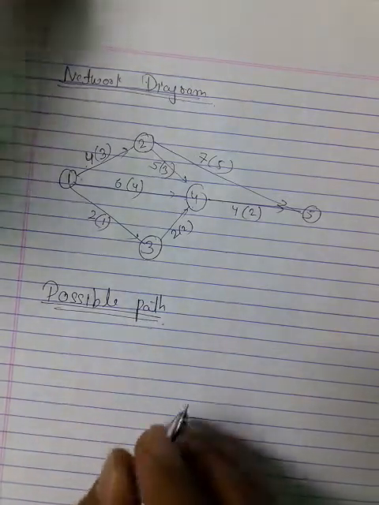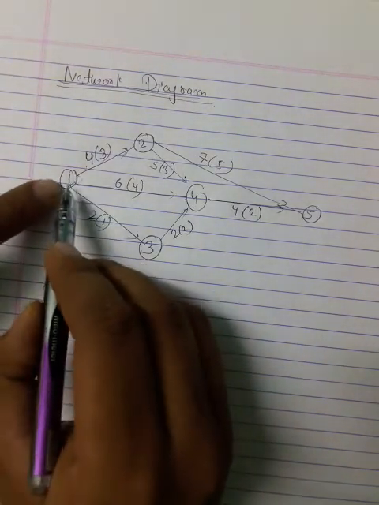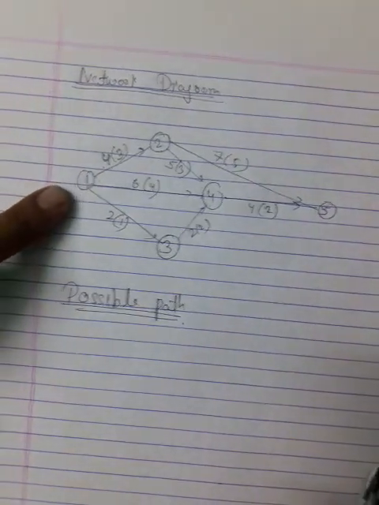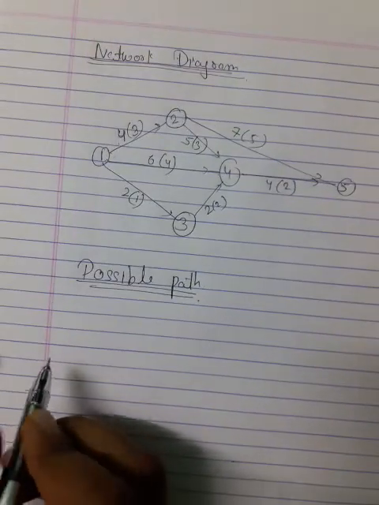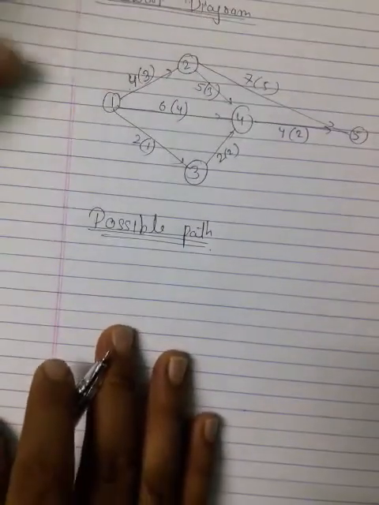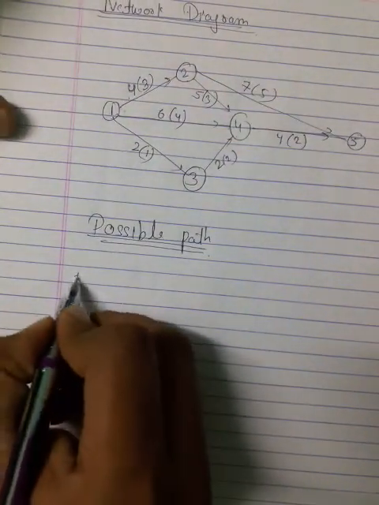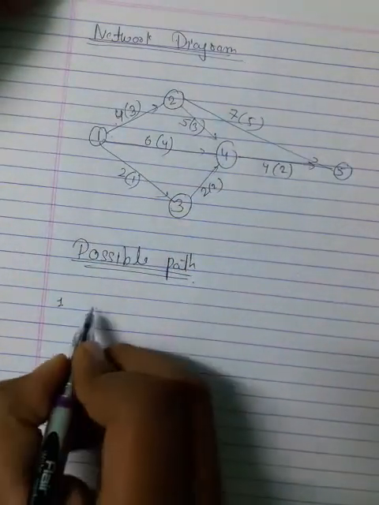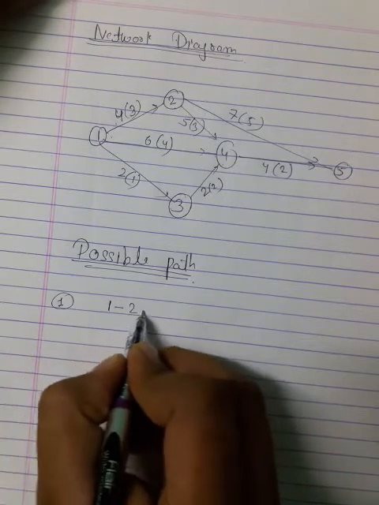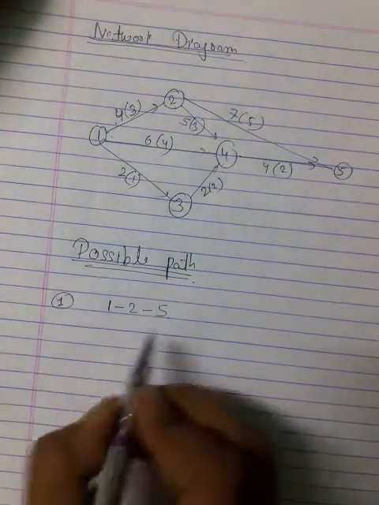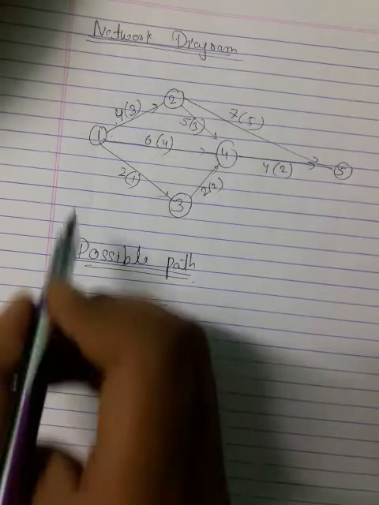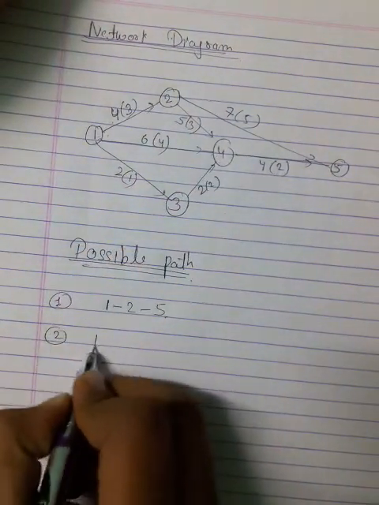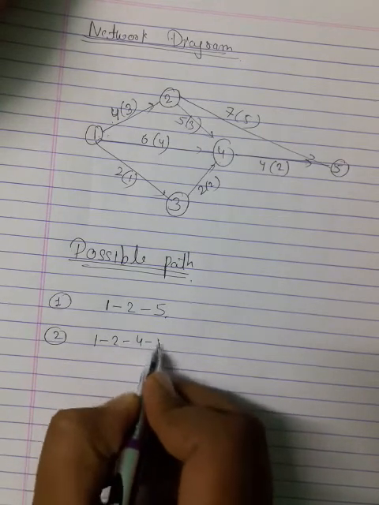What are all the possible paths to start from 1 and get to the endpoint 5? You have to write them here. The first one is 1 to 2, 2 to 5. This is a possible path. And the next possible path is 1 to 2, 2 to 4 and 4 to 5. Second, 1 to 2, 2 to 4 to 5.